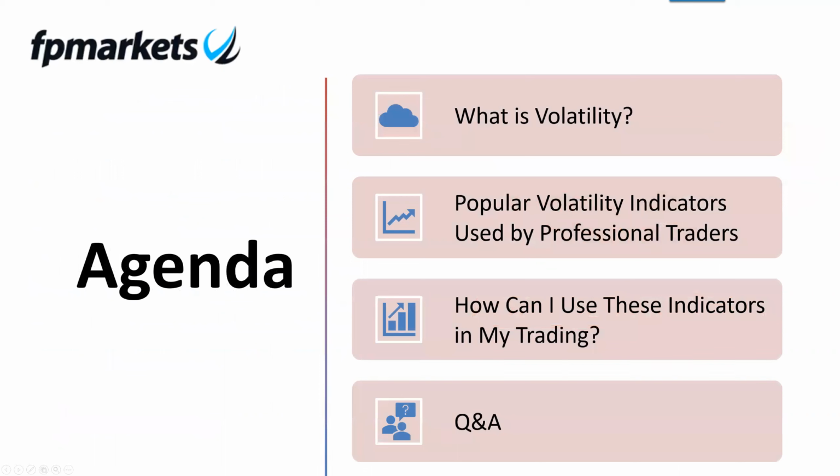All right, so the agenda for today's event is, as you can see, we will be defining volatility first and foremost. I do find that many are confused between volatility and momentum, many newer traders, that is. We'll then be looking at popular volatility indicators used by professional traders. I'll mainly focus on technical indicators here. And then how can I use these indicators in my trading? Just to be clear, I personally do use all of these indicators in my trading and in my analysis. I find that these have offered the most use over the years. And then we'll finally round off with a Q&A.